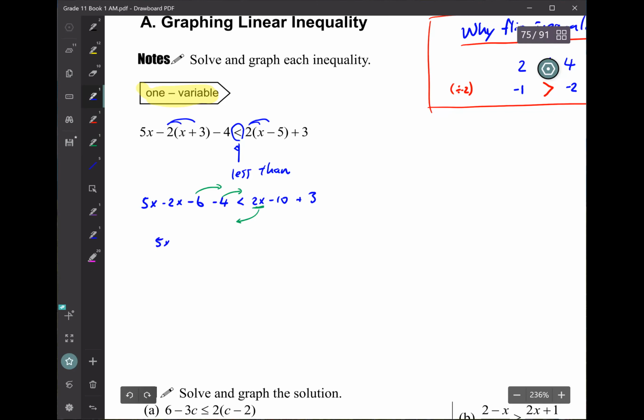That would have 5x minus 2x. When you are moving, you don't need to flip, okay? Only when you are dividing or multiplying by a negative number. And then now the right side will have -10 plus 3. -6 goes to the right, becomes plus, and then plus. Okay, let's simplify it.